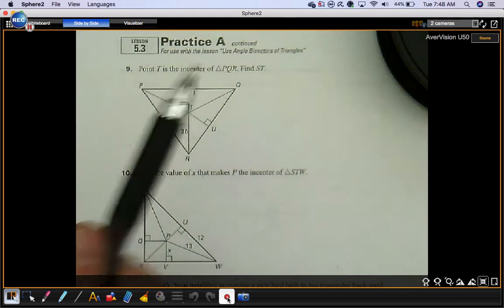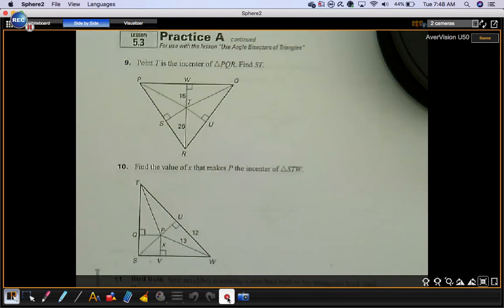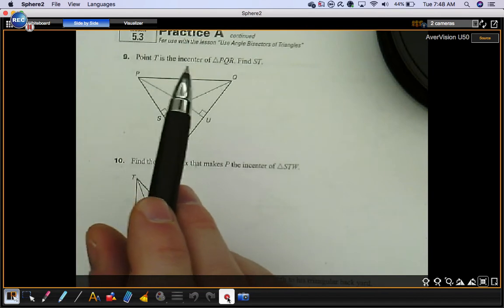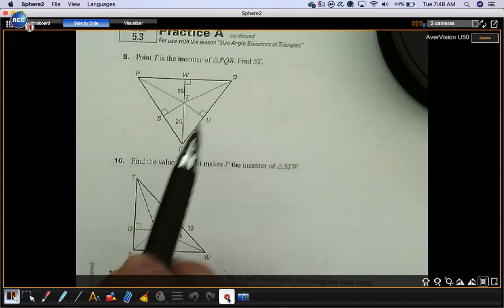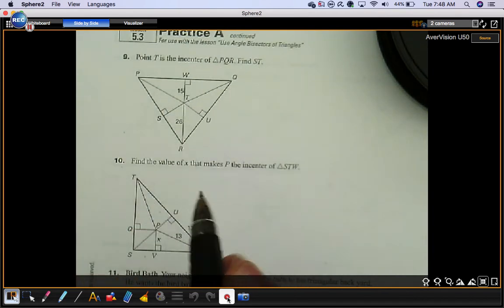This is section 5.3 practice A. We're looking at the back of the worksheet. They're telling you that point T is the incenter of triangle PQR. Find the distance from S to T.